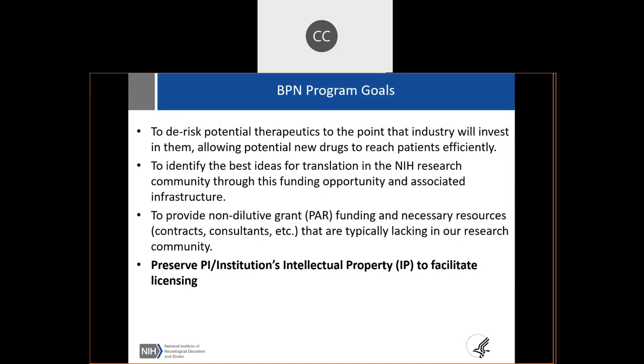What should be noticed, and is really important for many people, is that this is non-dilutive funding. NIH is not seeking a stake in your company or your future products. And this non-dilutive funding provides access to resources that are not typically available in a lot of small business concerns or academic institutions. There are some that have it, and we'll talk about customizing your team. But the overall goal is really to preserve your intellectual property to facilitate licensing. And I'll talk a bit about it as we go forward, but the contracts and everything else are set up so that your intellectual property stays with you.